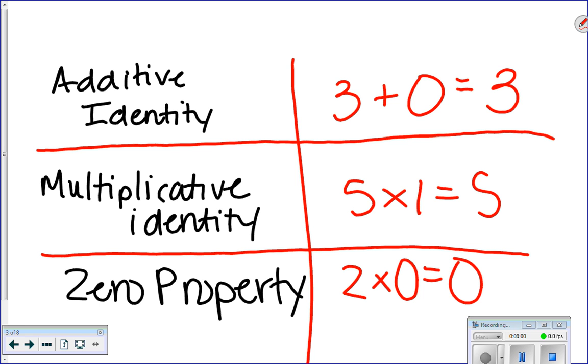Questions so far? If you aren't sure which one it is, look at the sign. The sign's going to tell you which one it is. Okay? Look at the sign. Are you multiplying? Are you adding? What's my answer look like? Look at the sign. That's going to help you.